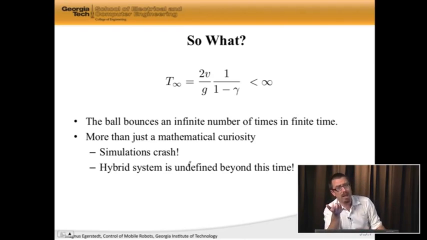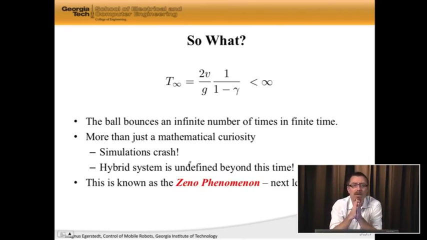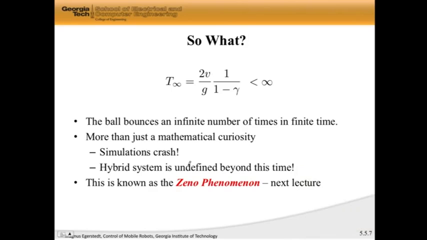And in fact, this type of phenomenon, where you have infinitely many switches in finite time, is known as the Zeno phenomenon, after the philosopher Zeno, who had a tortoise race a hare, and the paradox that Zeno came up with was the fact that the hare never managed to overtake the tortoise. And in the next lecture, we will see, first of all, why the tortoise is able to beat the hare, and what to do about it, meaning how do you make the rabbit overtake the turtle? Well, that, my friends, is the topic of the next lecture.